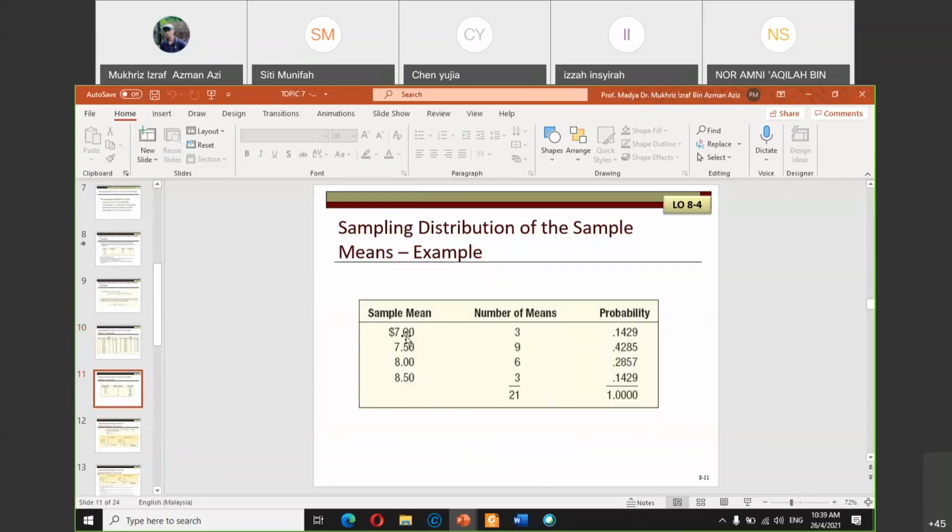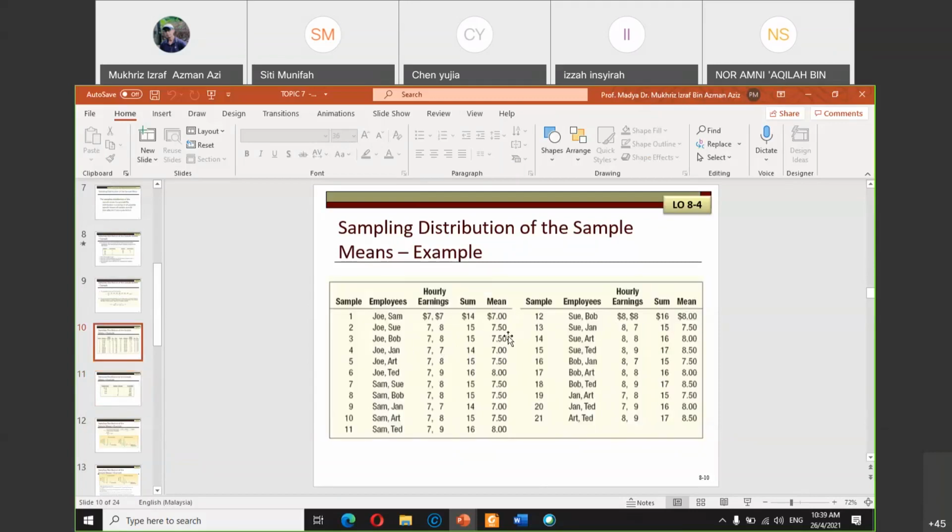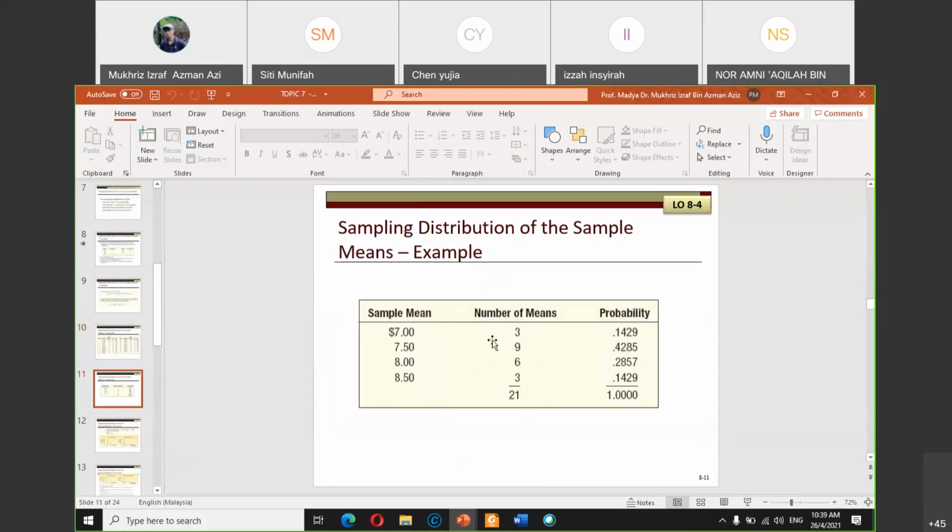Then if you put it in a sampling distribution table, the mean of 7 appears 3 times. For example, here 7 appears 1, 2, and 3 times. $7.5 appears 1, 2, 3, 4, 5, and so on. You can see here that $7 appears 3 times, $7.5 appears 9 times, until you finish all the different combinations and how many times each appears.